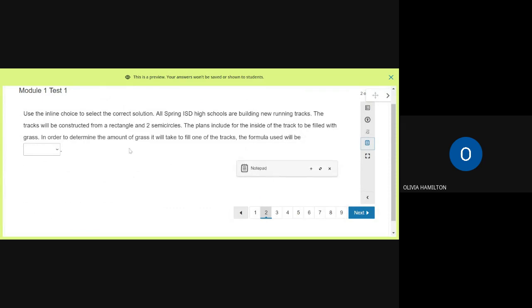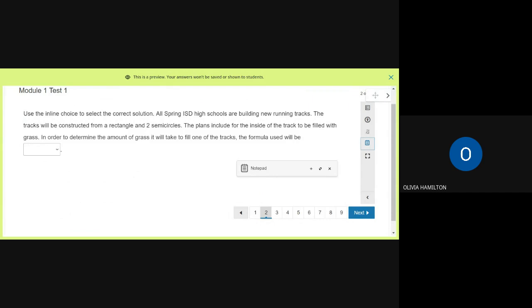Let me move my notepad out the way. All right, number 2. Use the inline. I think that's supposed to say online. I made a mistake. Use the online choice to select the solution, the correct solution.